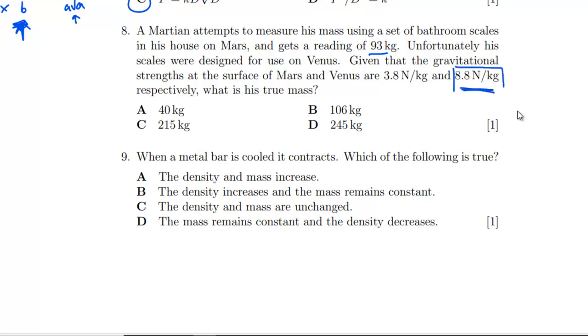It's expecting to use this 8.8. So we're on Mars where it's actually 3.8, but it's using this 8.8. So we've got some weight, which of course we need to divide by this. You can tell with the units, we're getting a reading of 93 kilograms. So that is the weight divided by this 8.8 newtons per kilogram, because then when we do that, the newtons on the weight cancel and we end up with kilograms. So we've got this going on, but we don't want to divide by 8.8. We actually want to divide by 3.8. So we're going to need to multiply by 8.8 and divide by 3.8 in order to get the actual number.